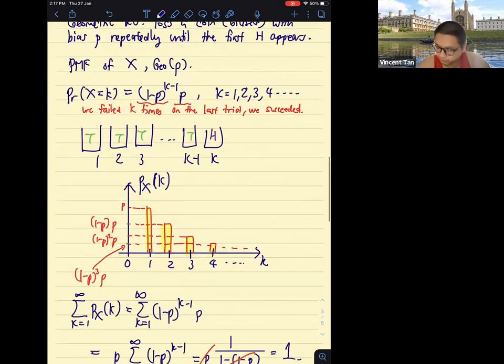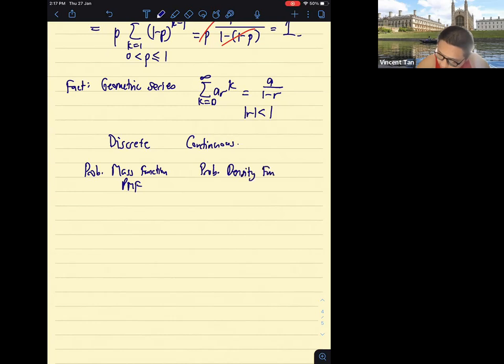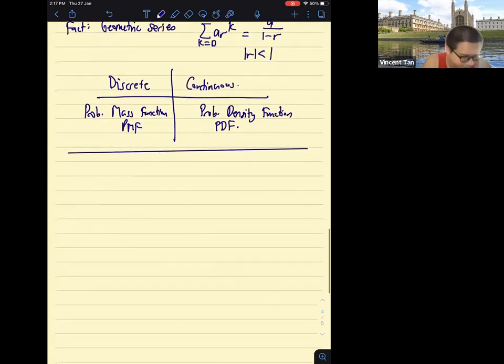Is that clear? So we have discrete and continuous random variables. And here we talk about probability mass function. The abbreviation is PMF. Here we talk about probability density function. But we'll cover this much later, and we call this PDF. Okay, so this is a very important terminology that you want to remember. But not now, right? Everything we have talked about now is only PMF, simpler.